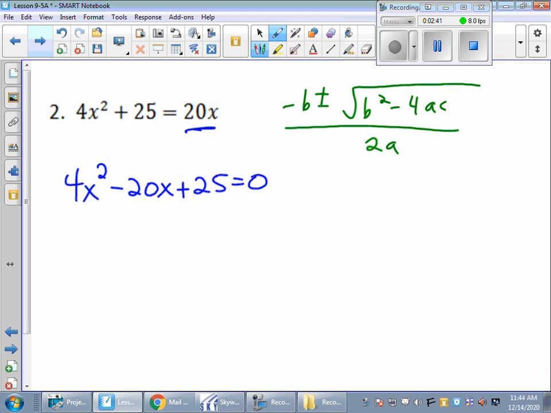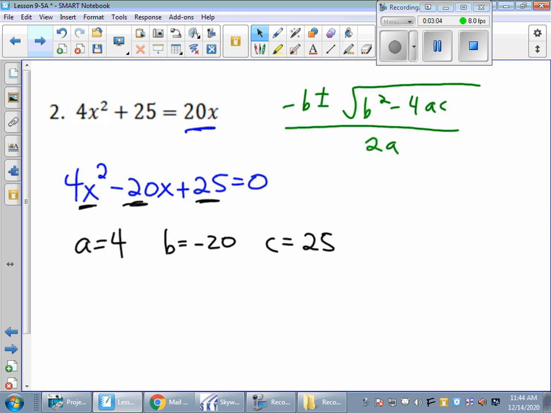You always want to put them in descending order. Again, if you put the 25 before the 20x, then that might mess up your order with what's a, what's b, and what's c. A is always the x squared, so a number in front of the x squared. B is always a number in front of x, so b is negative 20, and c is always a number by itself.